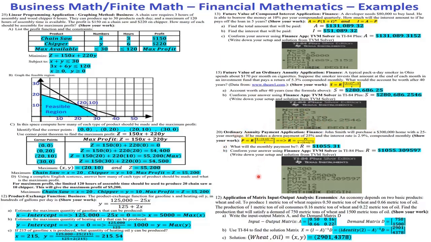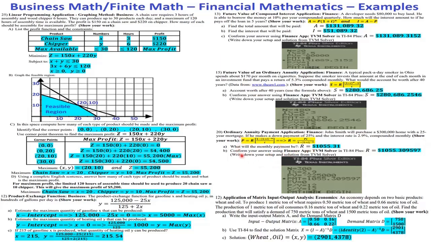Then I have another ordinary annuity payments application. This time we are going to figure out how much payment you have to make. John Smith will purchase a 300,000 home with a 25-year mortgage. If he makes a down payment of 25%, then how much should he put down? The interest is 2.9% compounded monthly. What will be the monthly payment?